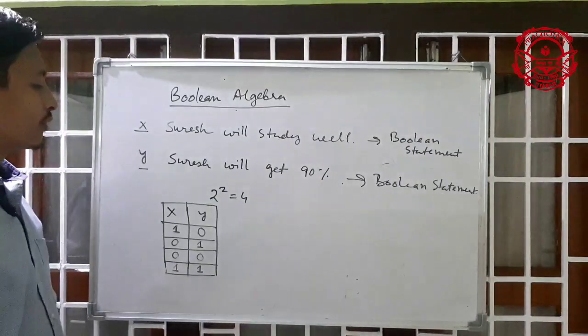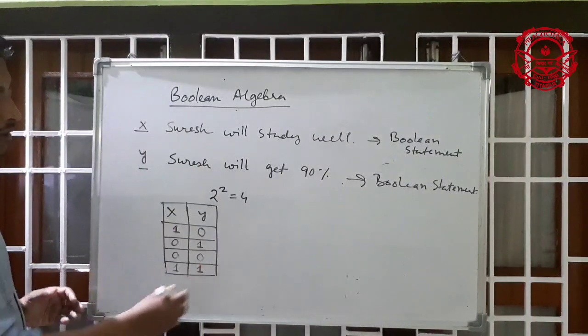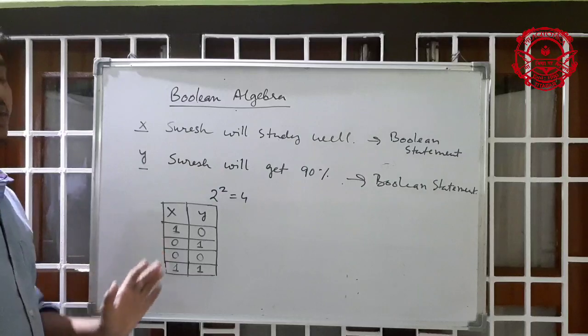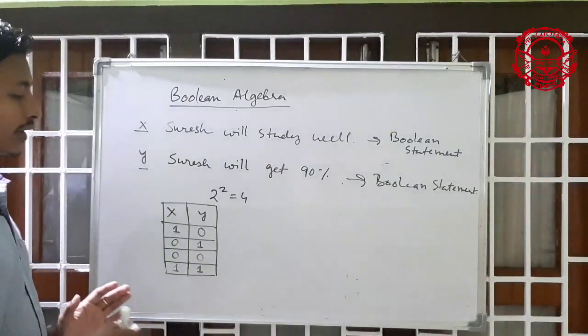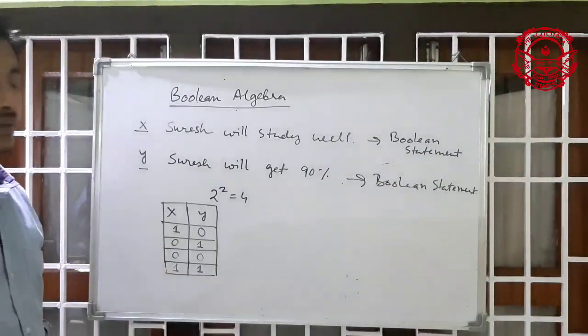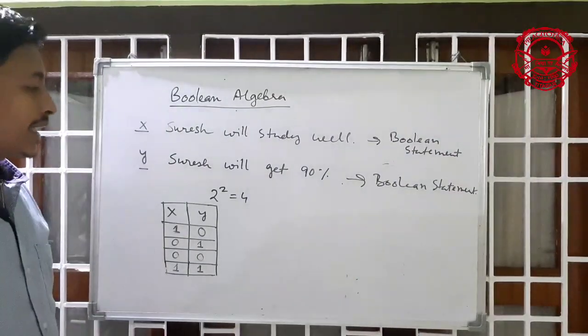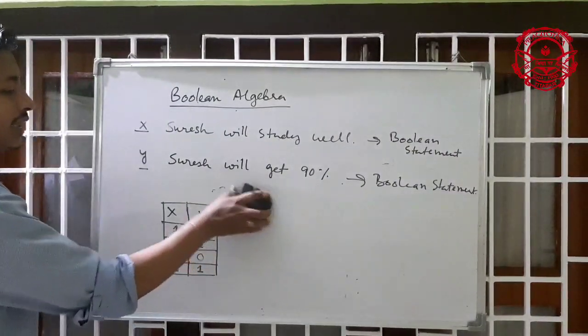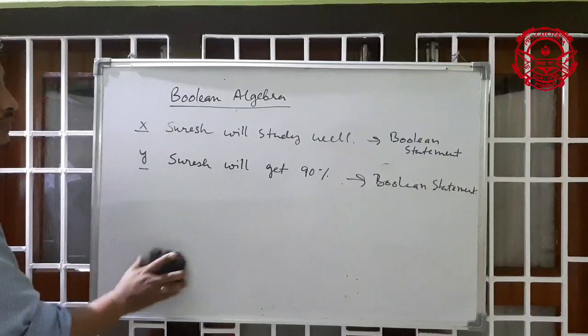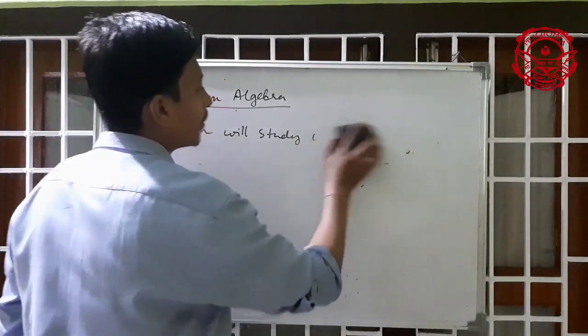In this way we can arrange these things in a tabular format. This is called a binary table, or you can say it is a truth table. Now the next thing is, what is actually a logical operator?